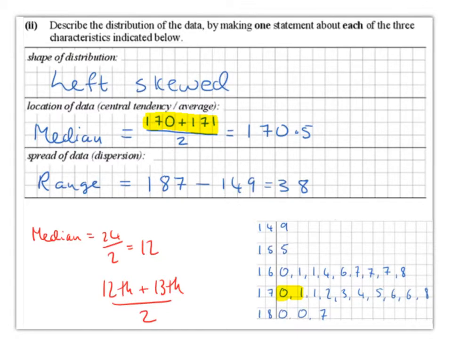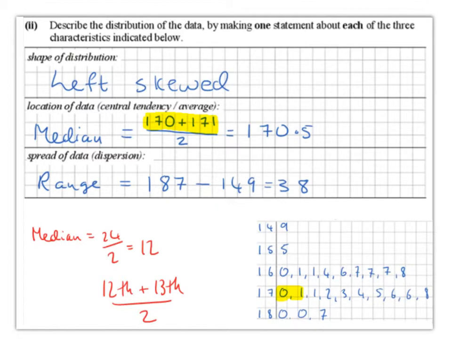So next we want to talk about the location of data, the central tendency or the average. So we want to find the median. We have a look at how many data values we have. So we've got 1, 2, 3, 4, 5, 6, 7, 8, 9, 10, 11, 12, 13, 14, 15, 16, 17, 18, 19, 20, 21, 22, 23, 24.